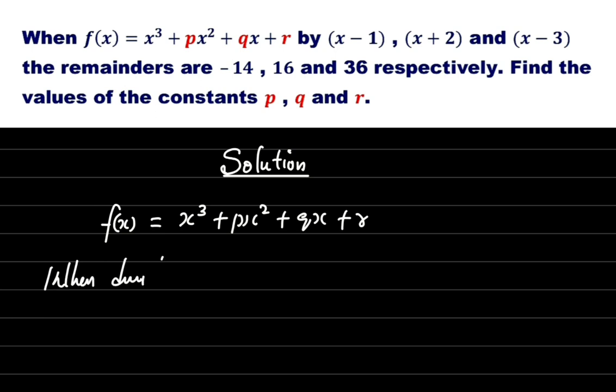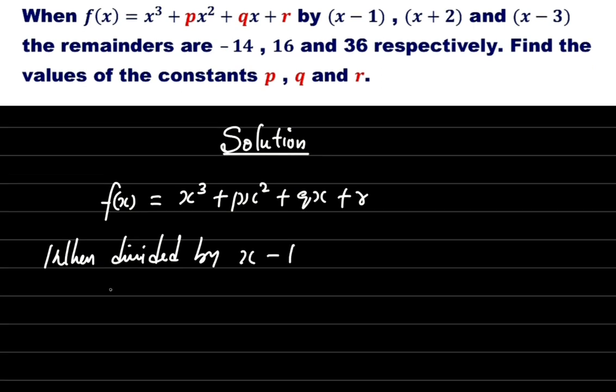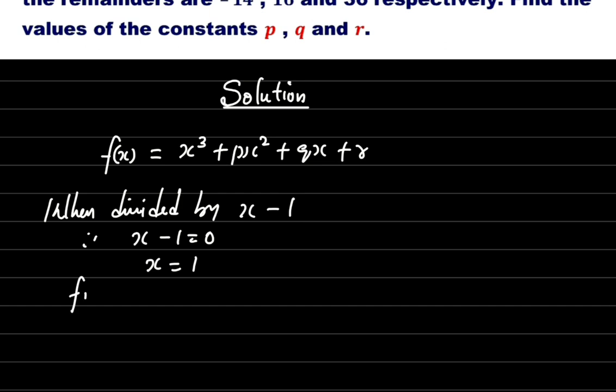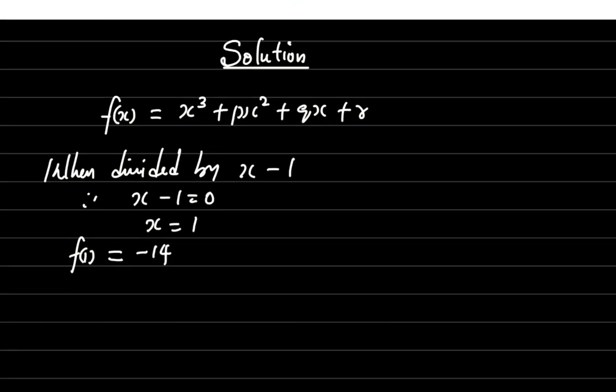When divided by x minus 1, this is what is going to happen. Therefore, x minus 1 is equal to 0, so x is equal to 1. So it means f of 1 must have a remainder of minus 14. That is when x equals 1. So we'll now go back to our polynomial, we'll substitute and have an equation.